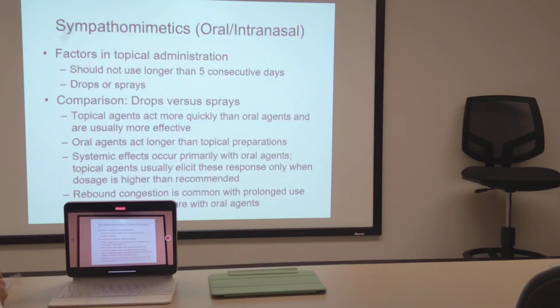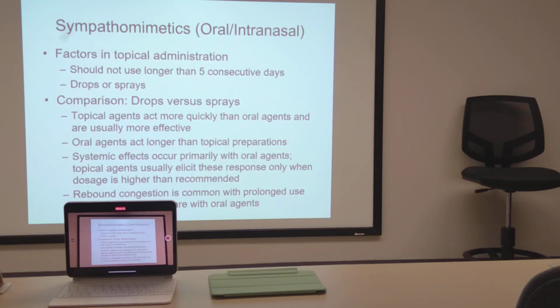So it can be taken orally or intranasally. If it's taken intranasally, if it's a topical administration, then this drug should not be taken longer than 5 consecutive days. It is either in the drops or sprays format.